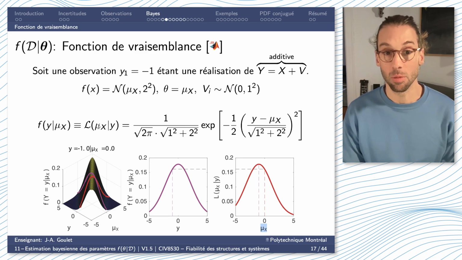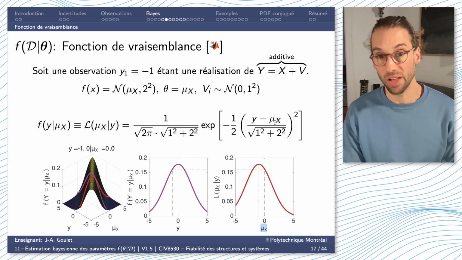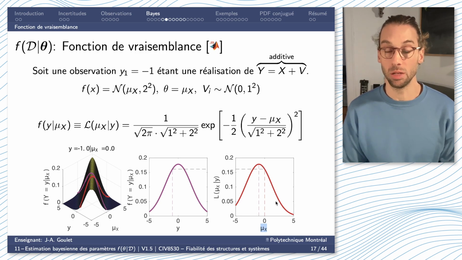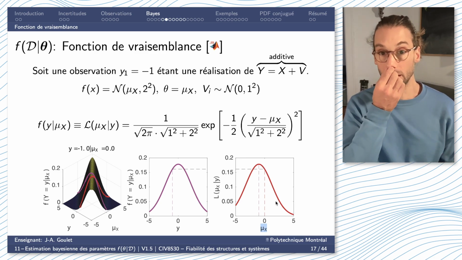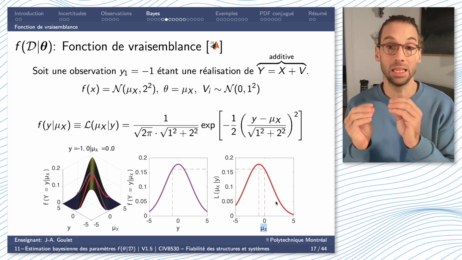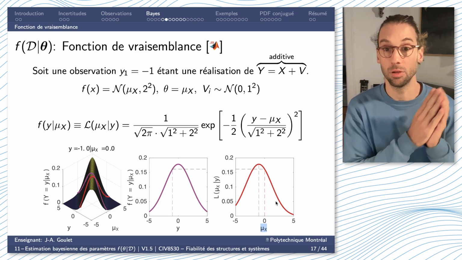So for the likelihood of mu x given y, if we fix y, say equal to -1, and we scan all possible values of mu x, this is not going to integrate to 1 anymore. It's not a probability density. It's just something that tells me how likely a value is given my observation.